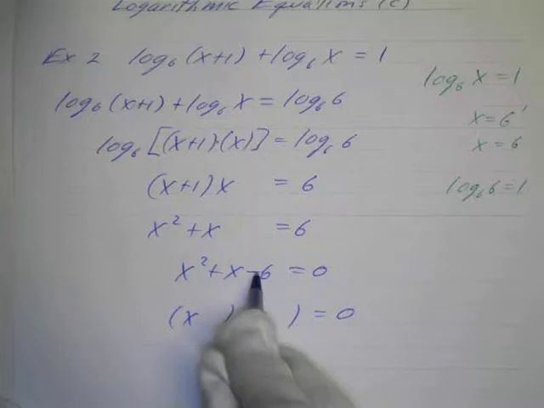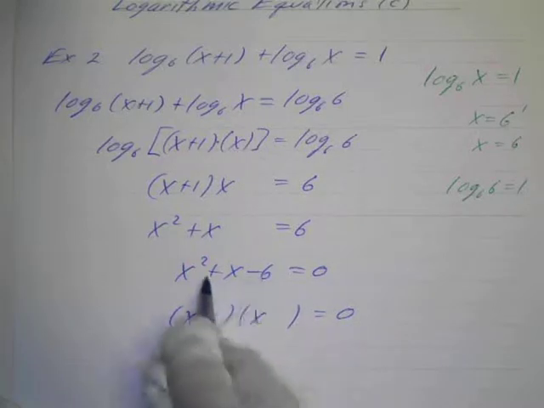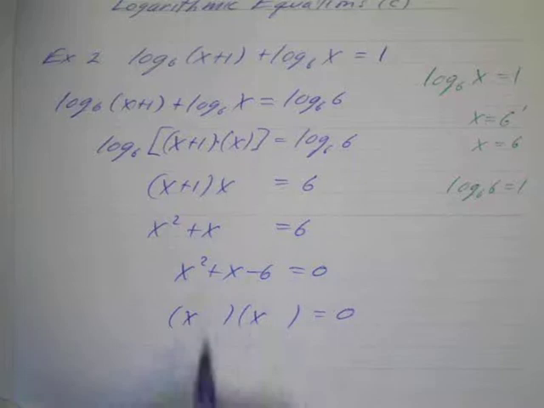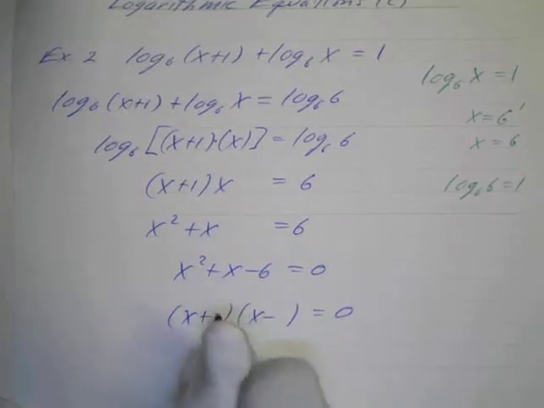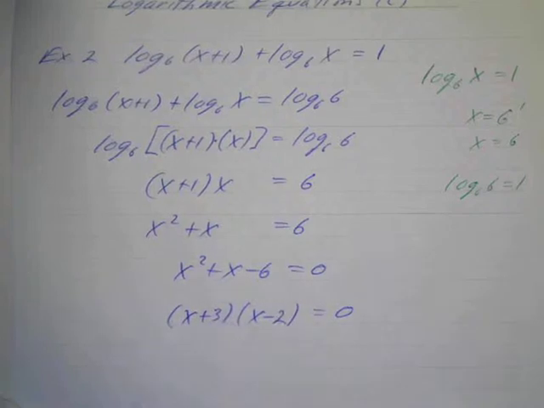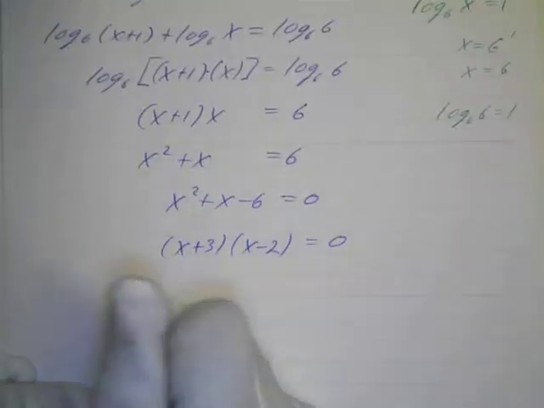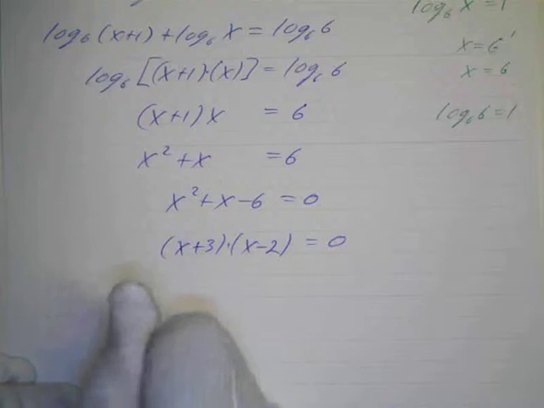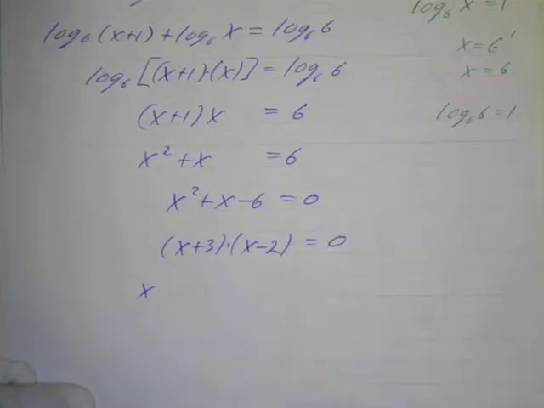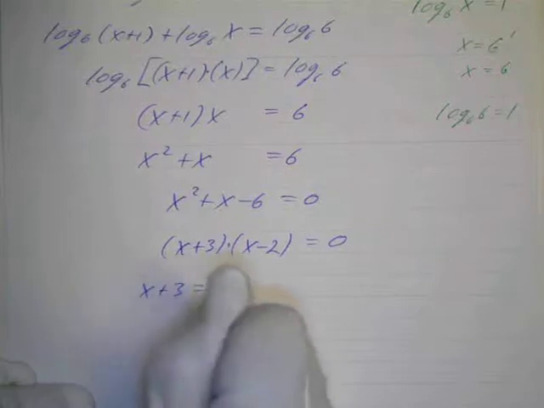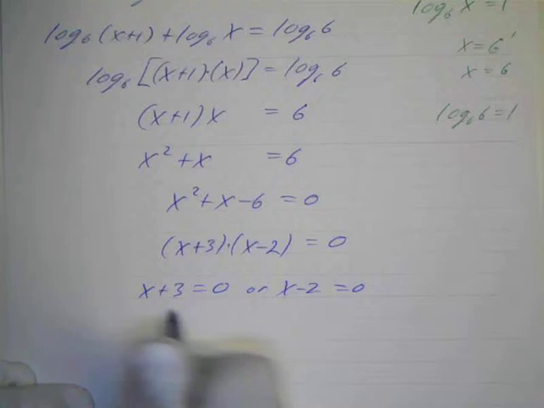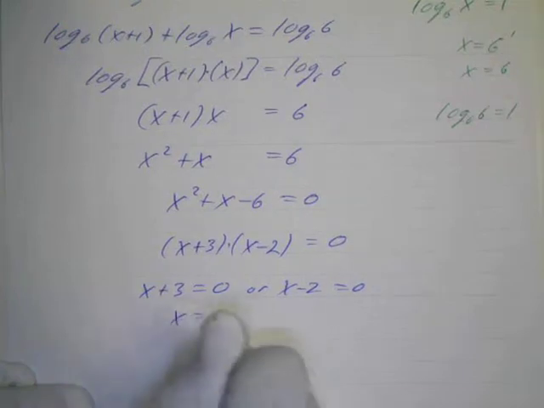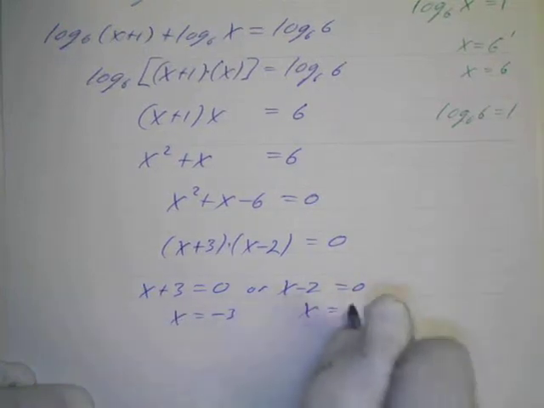This tells me my signs here are different. So I've got positive, negative. Multiply to give 6 and differ by 1: 3 and 2. So those are my possibilities. So I know that if 2 things multiply to give 0, either one or the other or both must be 0. So x plus 3 equals 0, or x minus 2 equals 0. And if I subtract 3 from both sides, x equals negative 3, or x equals 2.